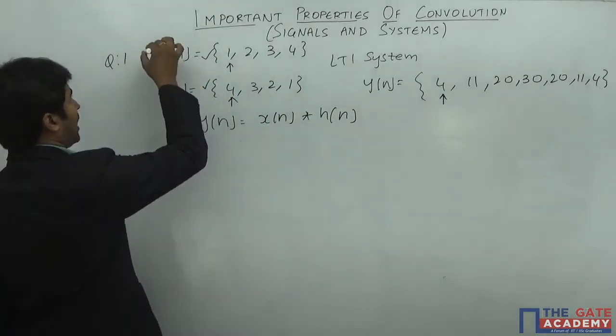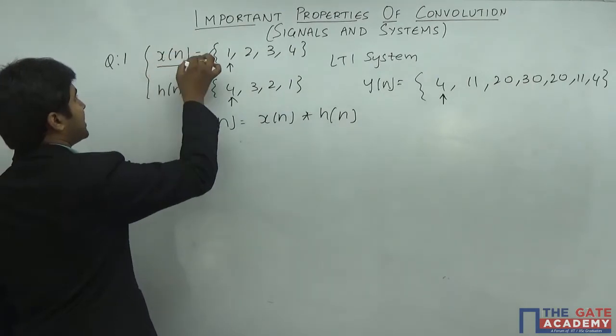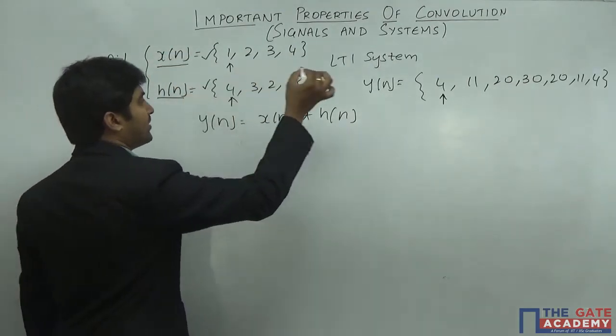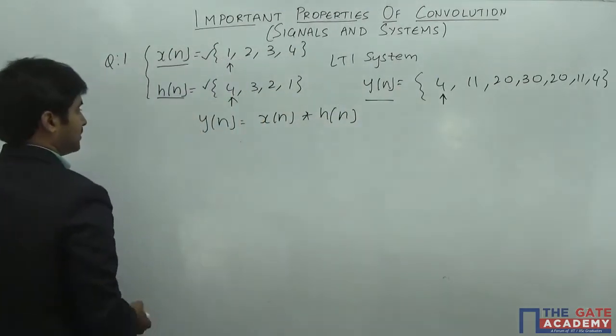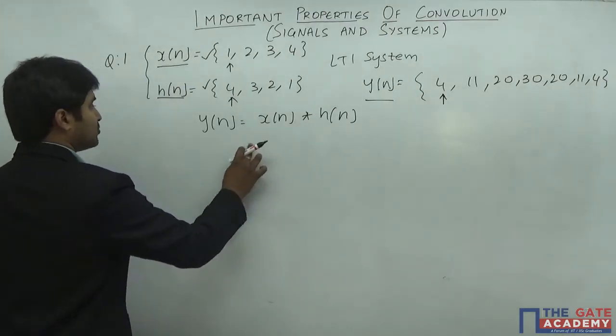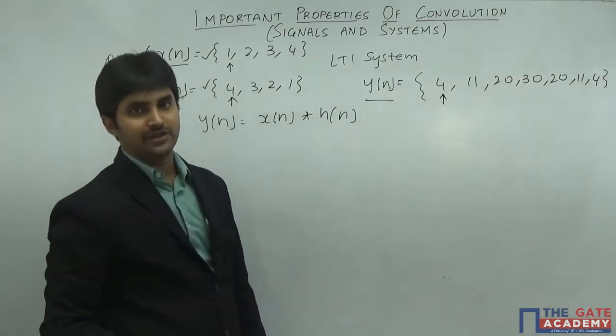So I have two inputs, the input signal and the impulse response, and I have an output which is y of n. Now I am going to tell you some properties which are very helpful in the examination.